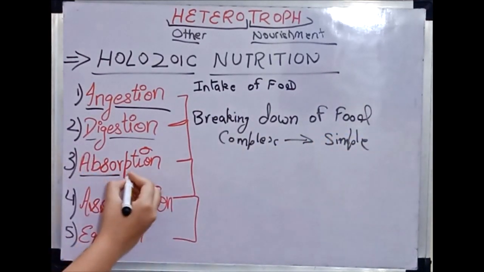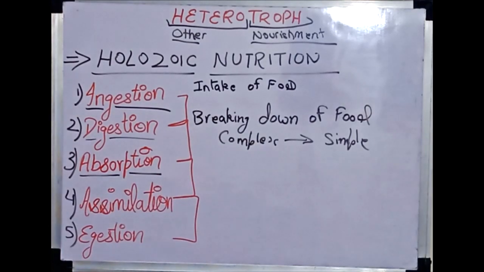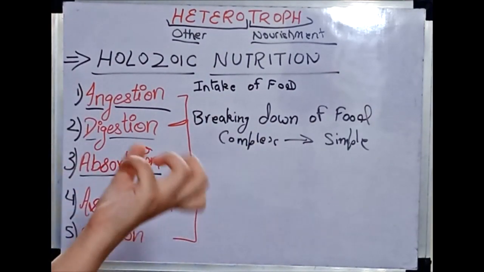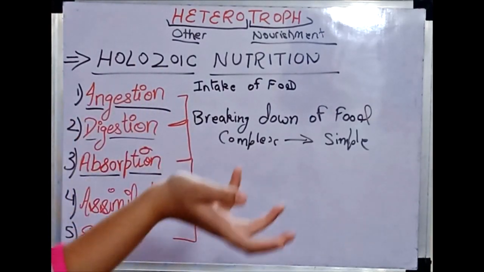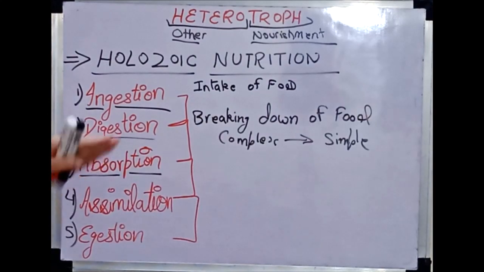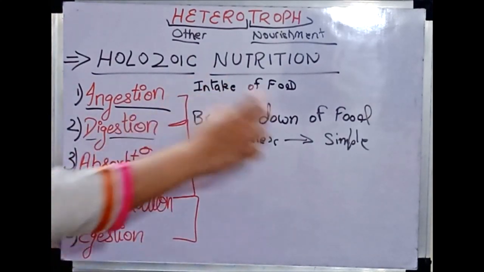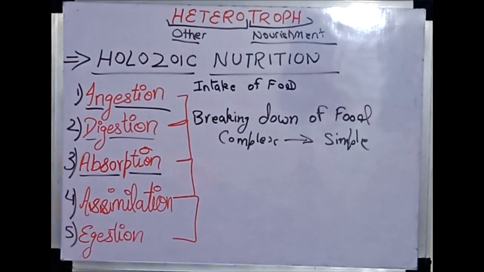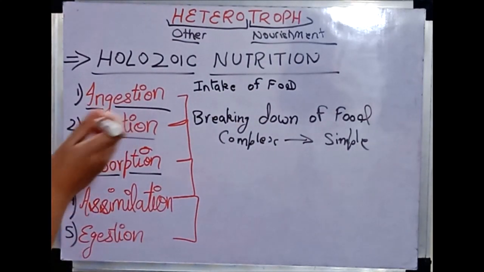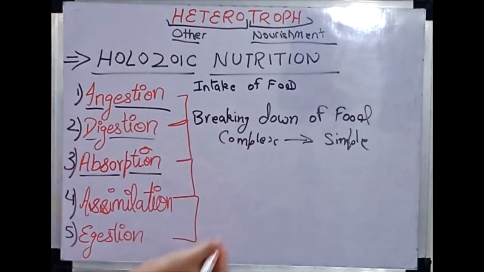Then absorption. We are going to discuss more about how humans absorb their food with the help of villi, or you can say small intestine. Absorption is nothing, just when this simple food is taken inside by the blood vessels, you can say, it is known as absorption. So absorption is just absorption.